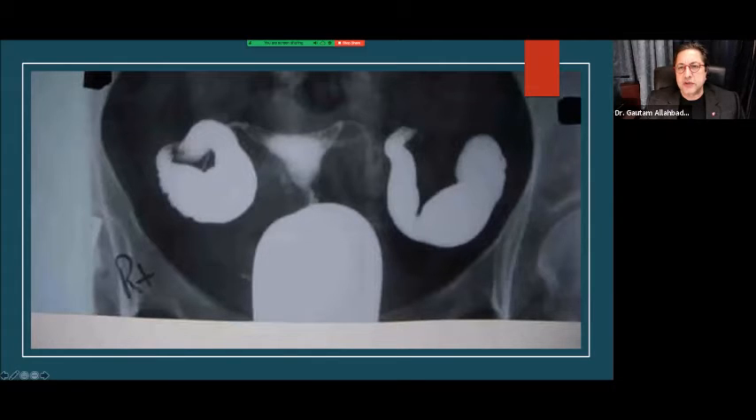Here, if the tube is blocked, the only treatment is IVF after disconnecting the tube from the uterus. So the tubes have to be disconnected from the uterus and removed. And after that, if you do IVF, you have better results.